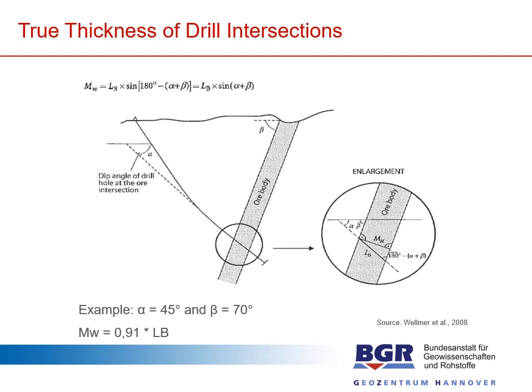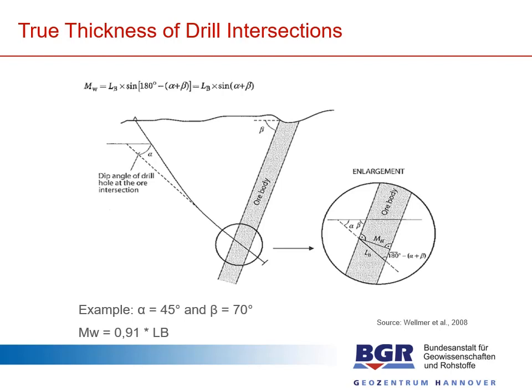So in this case, the angle of the drill hole alpha is 45 degrees. So it should be 20, but it is 45 as the ore body is dipping relatively steep. You would not reach the depth by drilling with an angle of only 20 degrees. And because of this, your intersect is longer than the true width of the ore body, as you can see on the sketch on the right hand side.